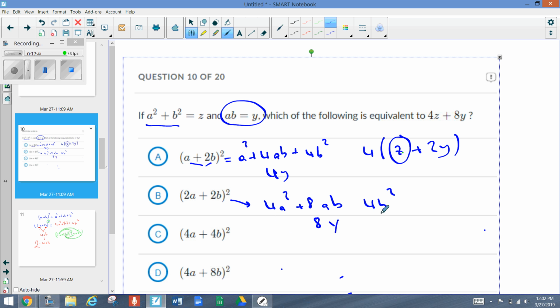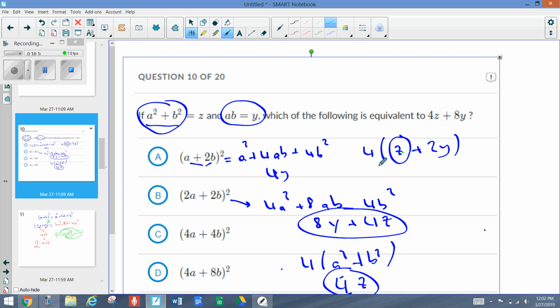4a squared plus 4b squared. That means, is this right? 4a squared plus 4b squared. I just took out 4 out of there. So what I know, a squared plus b squared equal to z. This is z, 4z. And what does that mean? 8y plus 4z. Is that right? So, yeah, here you go.